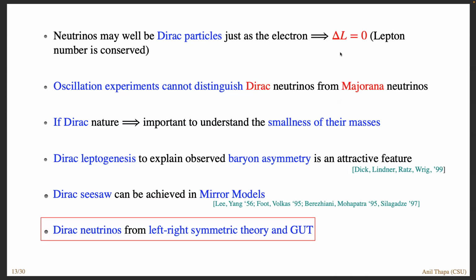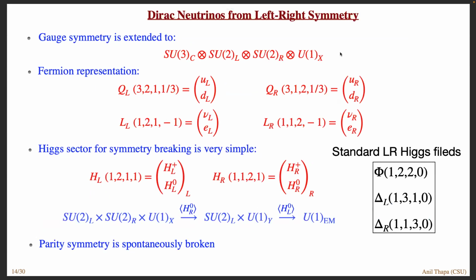Good. Let's talk about left-right symmetric theory, and I will also talk about how you can embed this left-right into a GUT. So, Dirac neutrinos from left-right symmetric theory. The gauge symmetry in the left-right model, from the definition, is extended to SU(2)_L times SU(2)_R times U(1). The fermions are Q_L, the quark doublet, and L_L, the lepton doublet. You have Q_R and L_R.